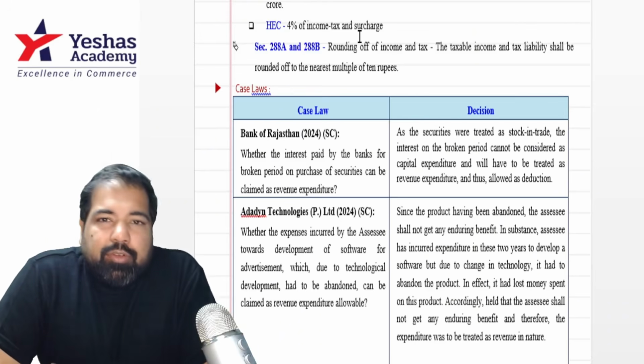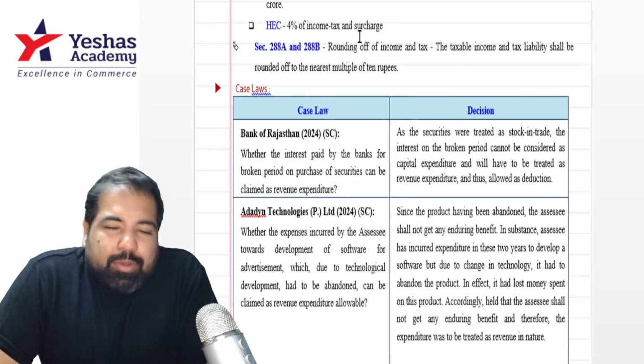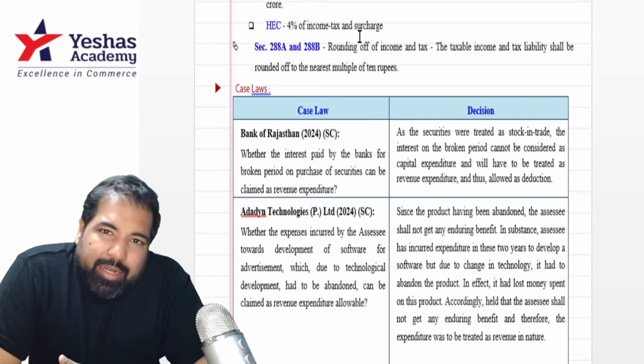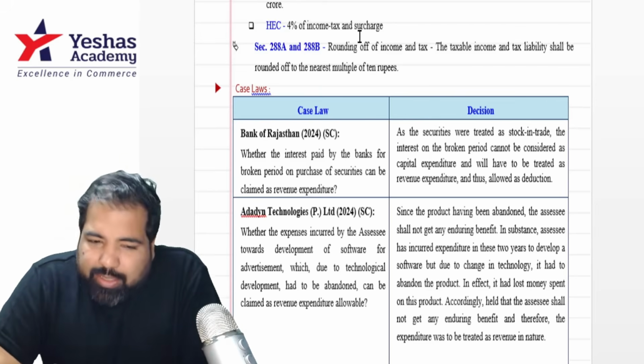Example: 95 becomes 100. 96 becomes 100. But if it's less than 5, for example 94, it becomes 90. This is what it is.